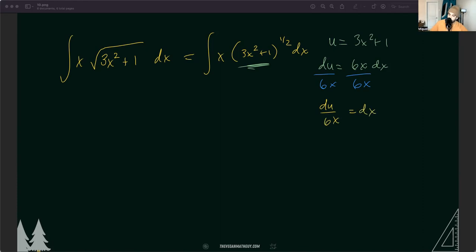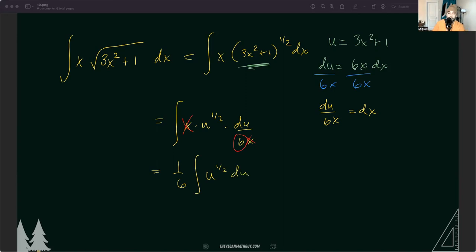And now we can go ahead and rewrite that integral that we had. So this becomes x times, don't forget that was our u value, u to the 1/2, times our dx, which is du over 6x. And this is beautiful because we can go ahead and cancel out the x on the top and the bottom. That 6, don't forget, I'm going to put on the outside, but 6 is a denominator. So this is going to become 1/6 on the outside, integral of u to the 1/2 du.